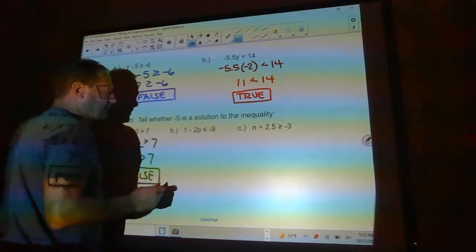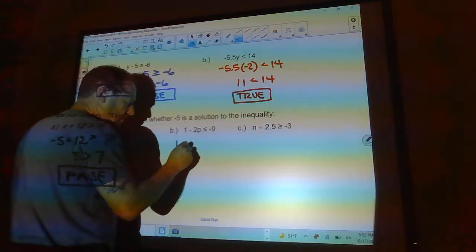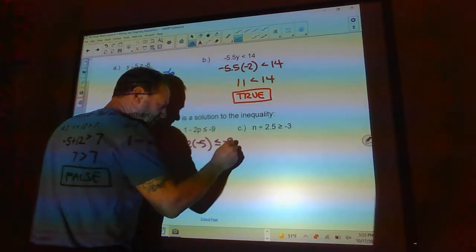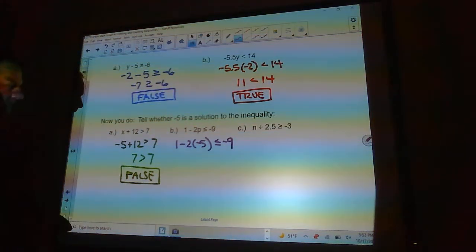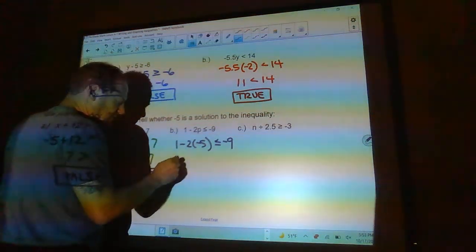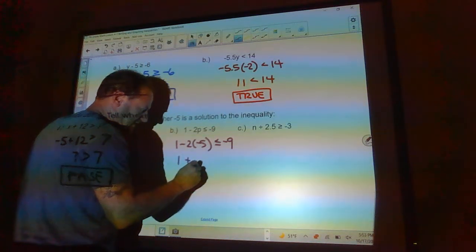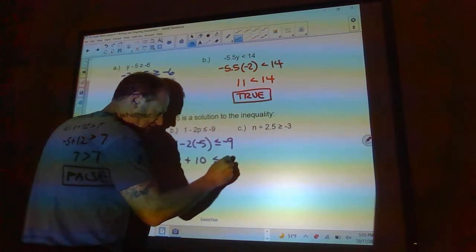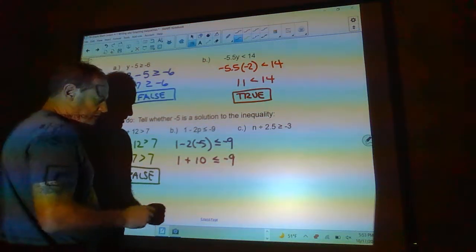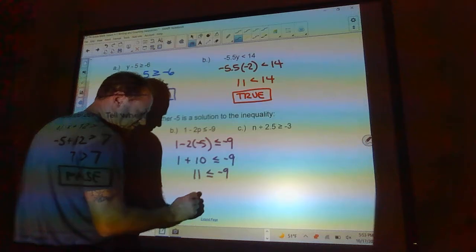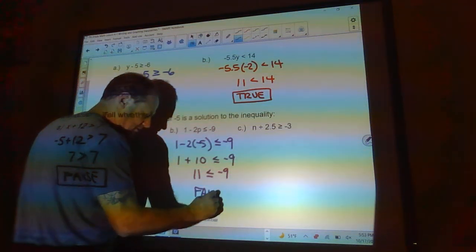Okay, on this one, I'm going to plug in negative 2 for p. So 1 minus 2 times negative 5 should be less than or equal to negative 9. Okay, so this becomes, the negative and the negative cancel out, and you get 1 plus 10 is less than or equal to negative 9. And 11 is less than or equal to negative 9. That's also false.